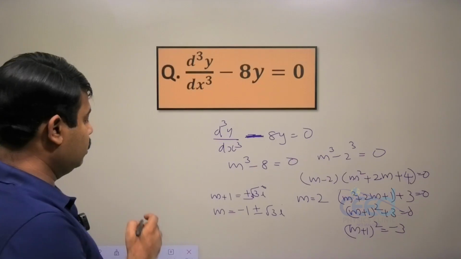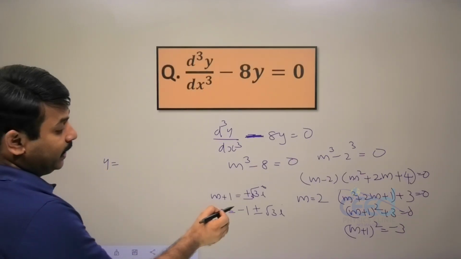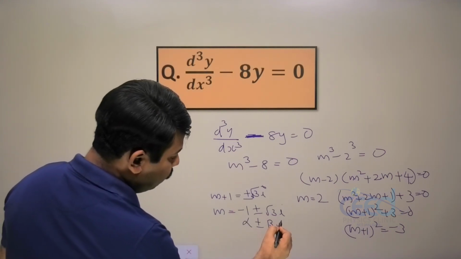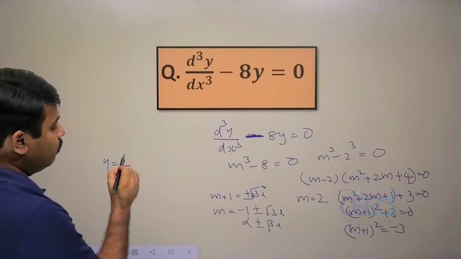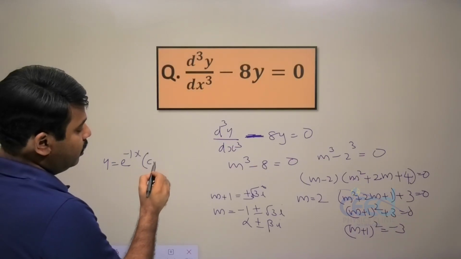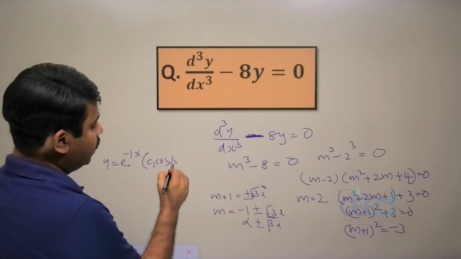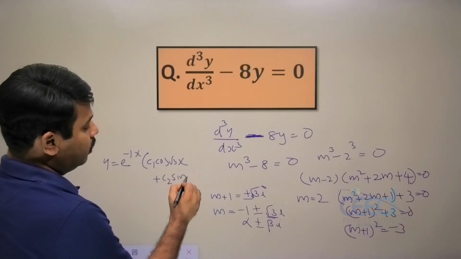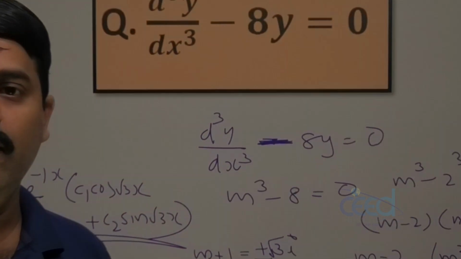Then what is the solution? Y is equal to the complementary function. What is that? This is in alpha plus or minus beta i format, so we have to write e raised to alpha x into c1 cos beta x, where beta is root 3, so c1 cos root 3 x plus c2 sin root 3 x. This is the solution.